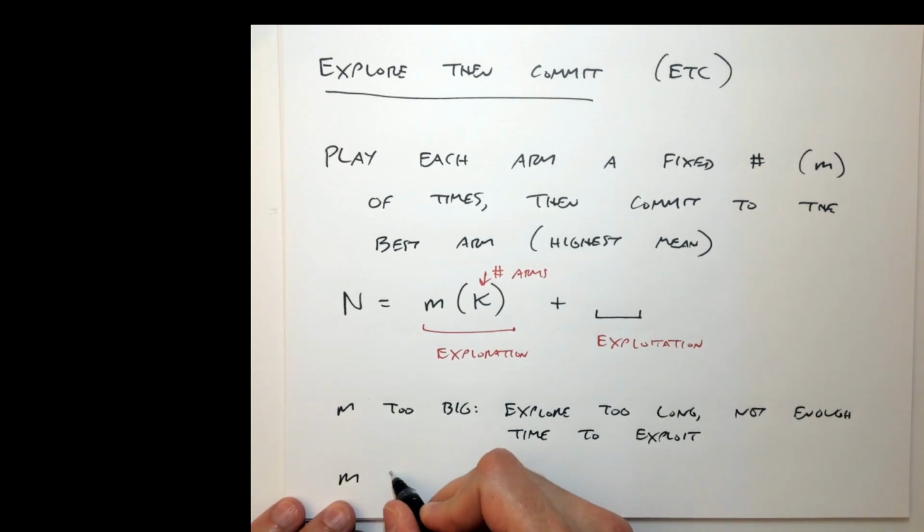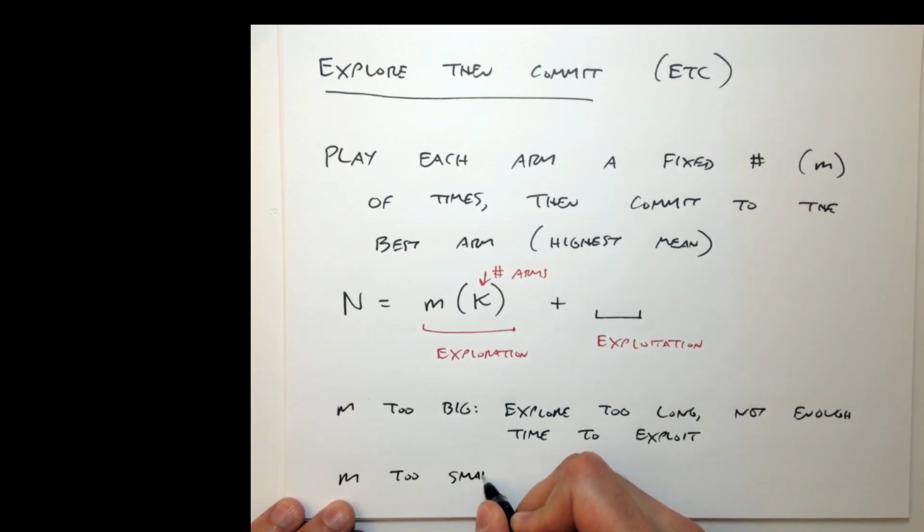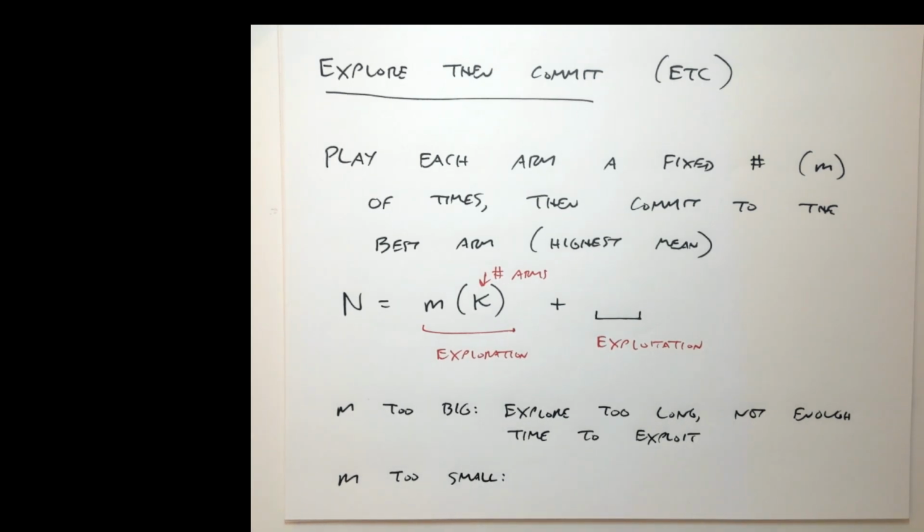Conversely, if m is too small, so say that I only pull each arm once, right? That's a pretty noisy estimate of what each arm's mean could be. We know from probability theory that if I average a bunch of draws from the same distribution, eventually I will converge to the mean of that distribution, right?